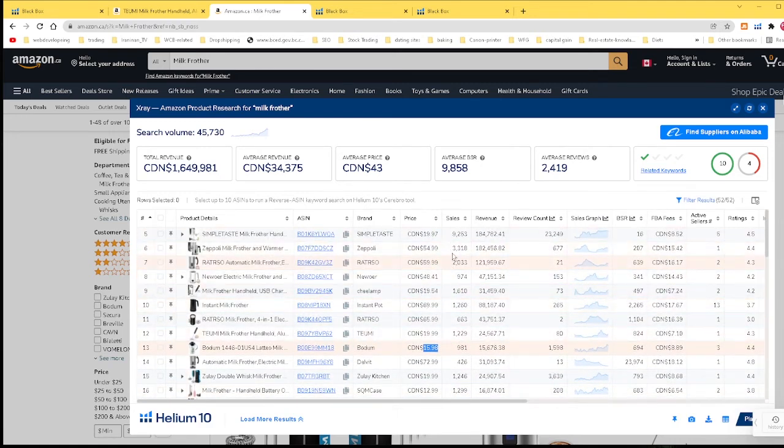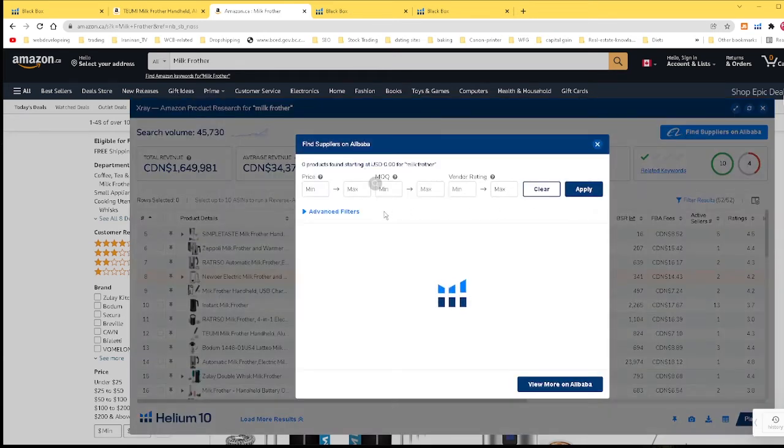So the only good thing about this high ticket price is if you get those for a cheap price, the margin would be kind of good, because if you sell something for 50 or $60 and you bought it for $5 to $10, then your profit margin is really good. Let's go and have a look.